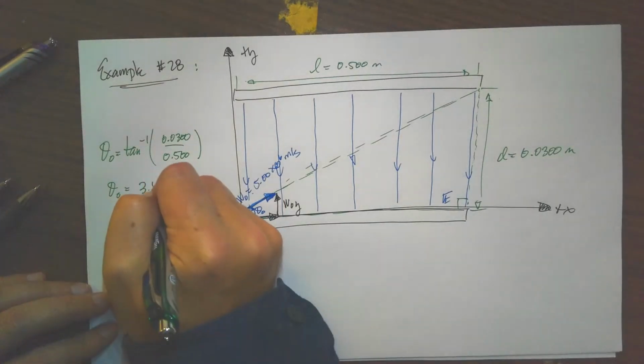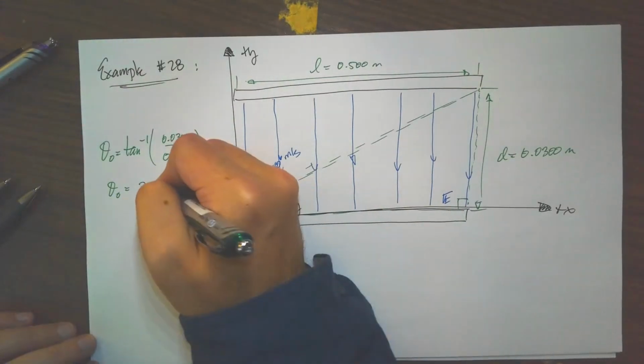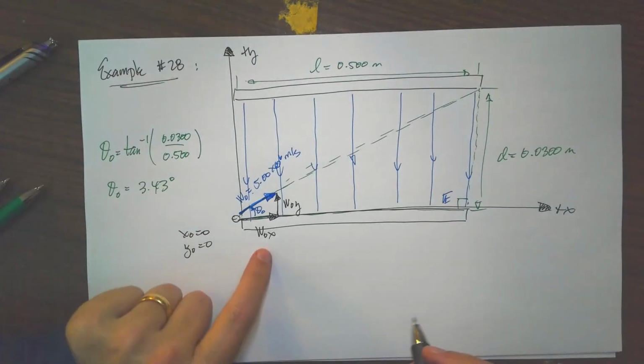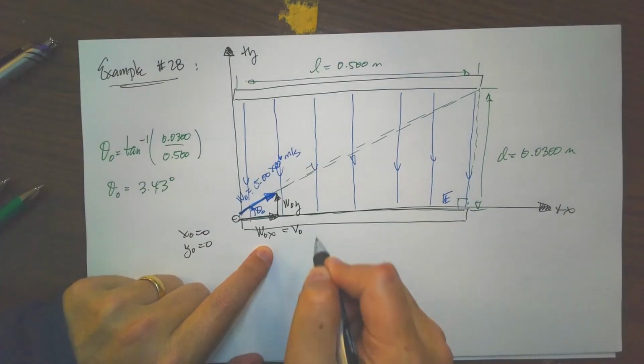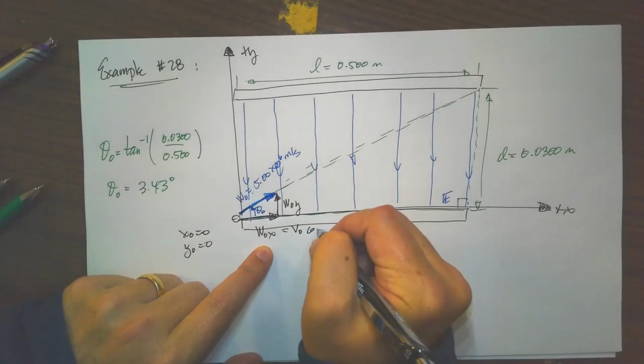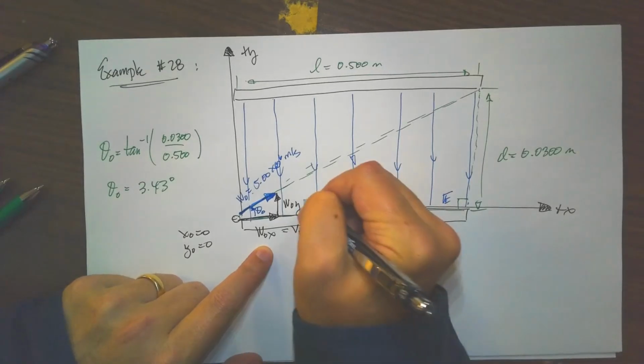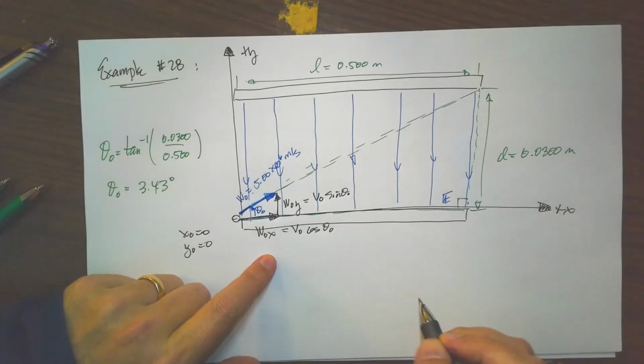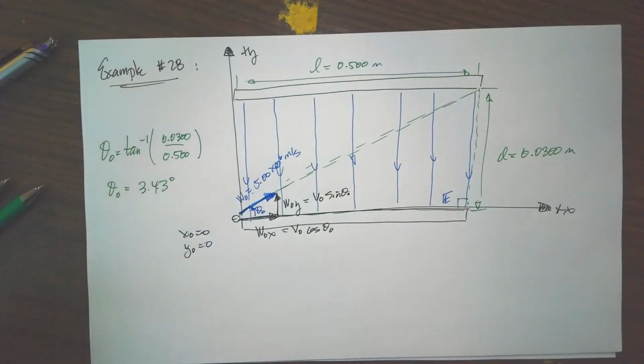There we go. And then when we write these down, that'll be V0 cosine of theta naught. This will be V0 sine of theta naught. And we know V0 and theta naught, so we can get numeric values for those. I'll leave them for the moment.